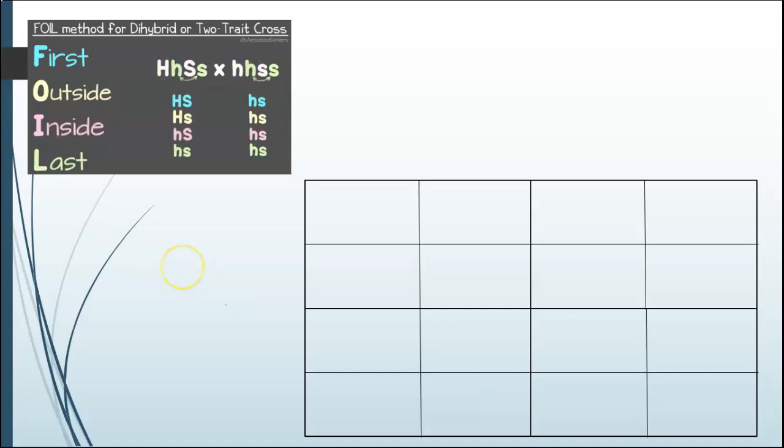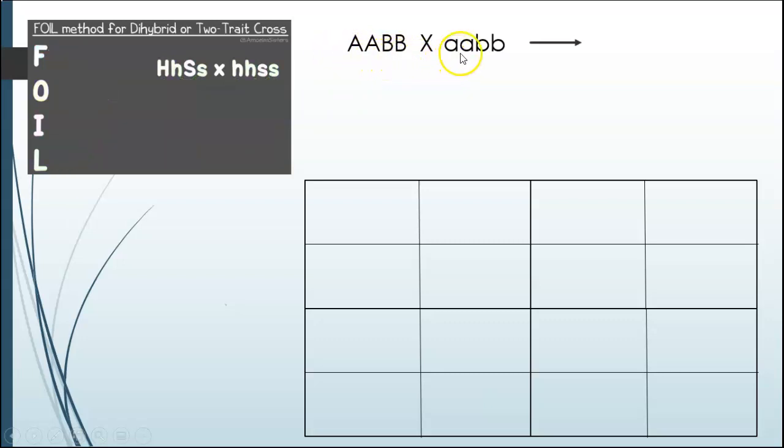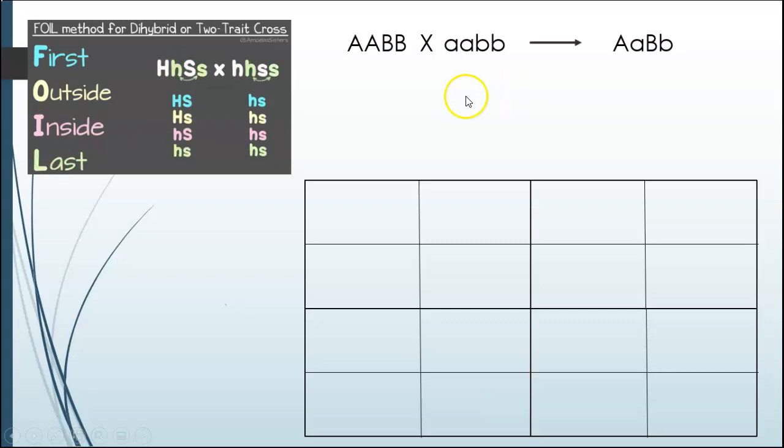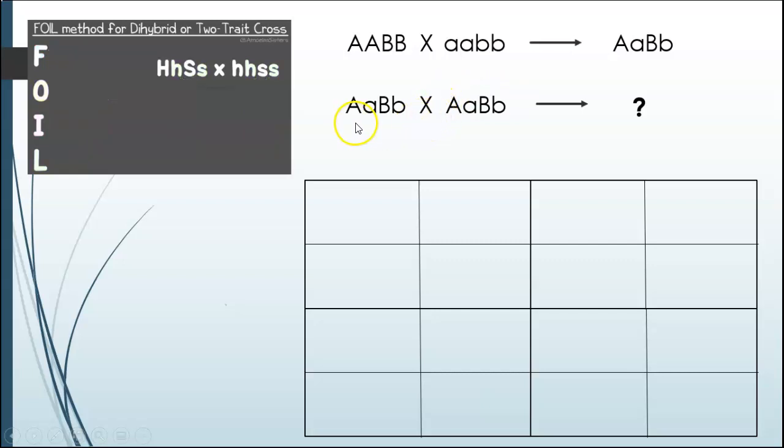I'm just going to make up some hypothetical alleles because it's easier to work with some letters. We're not going to use H and S, we're just going to use A and B. If we have an individual that is homozygous dominant for trait A and trait B, and one that's homozygous recessive for both traits, then we're going to produce offspring that are heterozygous for both traits. So how do we figure out the alleles? What are we going to get when we cross those two?